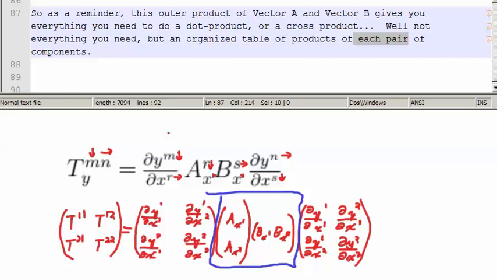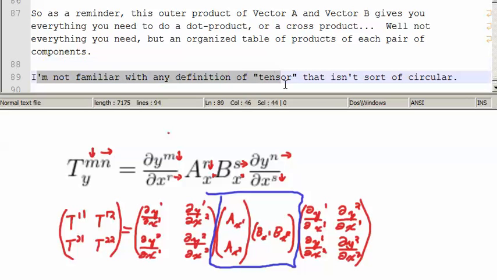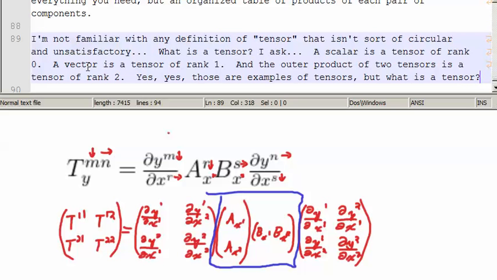So, okay, I'm going to admit something that may become untrue sometime soon, but I am not familiar with any definition of tensor that isn't sort of circular and unsatisfactory. What is a tensor, I ask? Well, I get the answer. A scalar is a tensor of rank 0. A vector is a tensor of rank 1. And the outer product of two vectors is a tensor of rank 2.